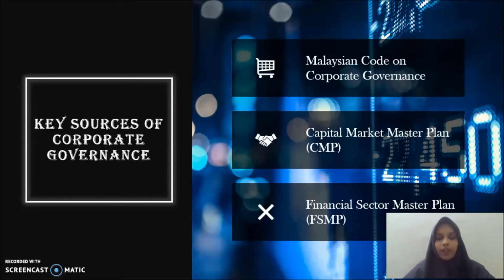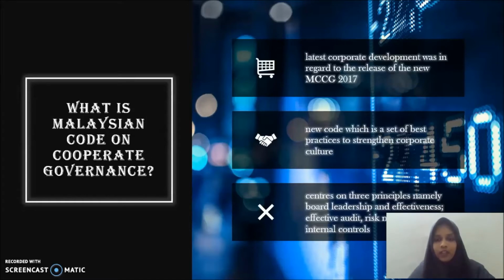corporate governance. There are 3 key sources of the corporate governance reform agenda in Malaysia: the Malaysian Code on Corporate Governance by the Finance Committee on Corporate Governance, the Capital Market Master Plan (CMP) by the Securities Commission, and the Financial Sector Master Plan by Bank Negara Malaysia on the financial sector. The latest corporate development was the release of the new Malaysian Code on Corporate Governance 2017 by the Securities Commission on 26 April 2017. The new code, which is a set of best practices to strengthen corporate culture, accountability, and transparency, represents Malaysia's continued effort in promoting good corporate governance to further enhance its capital market and ensure its sustainability.